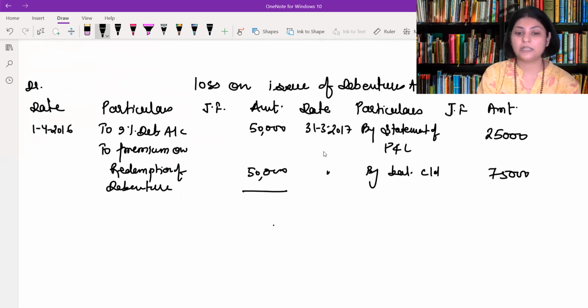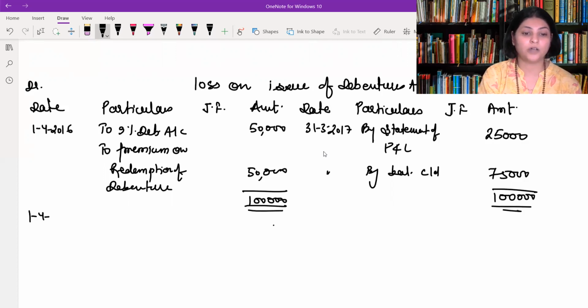Like this, for year 1, I will close my account, which is 1 lakh rupees. I have closed my account over here, 1 lakh rupees. Now I go to the next year. My next year starts from 1st April 2017. Over here, first of all, I will copy down the balance, which is my opening balance: last year's closing balance will become opening balance.